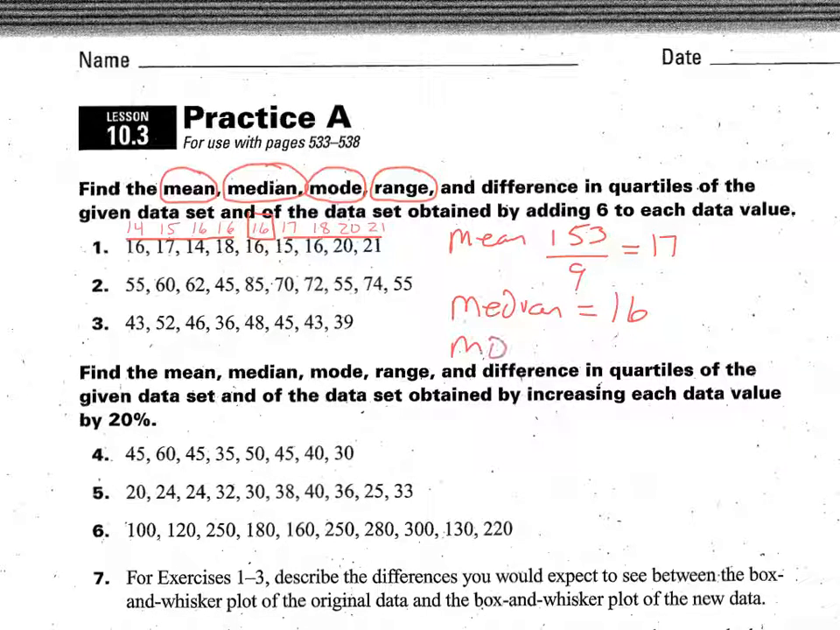The mode is the most occurring number. The most occurring number in this list is the number 16, which occurs 3 times. So we'll just say the mode is 16. The range is the highest score minus the lowest score. So 21 minus 14, the range is 7.